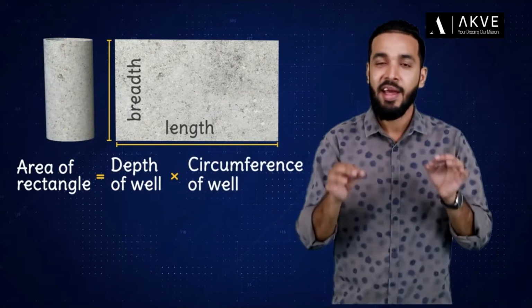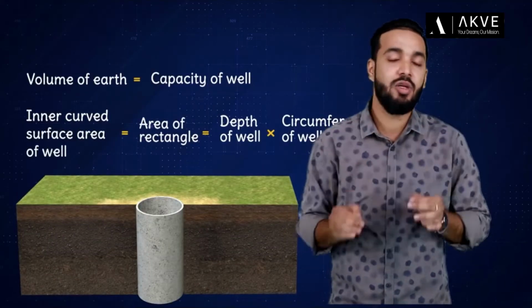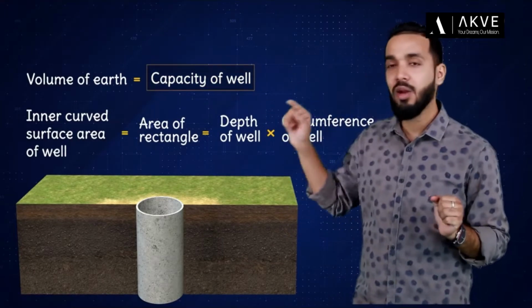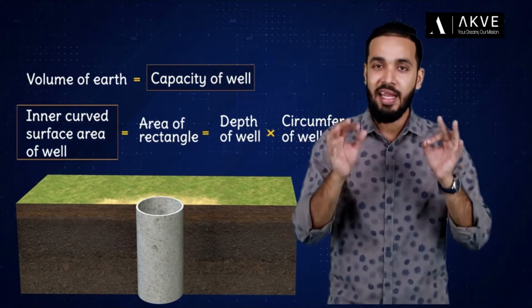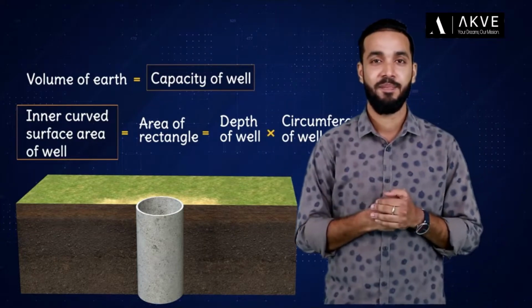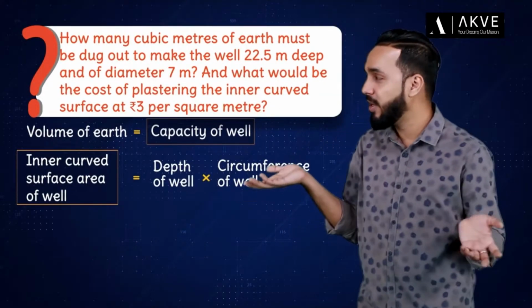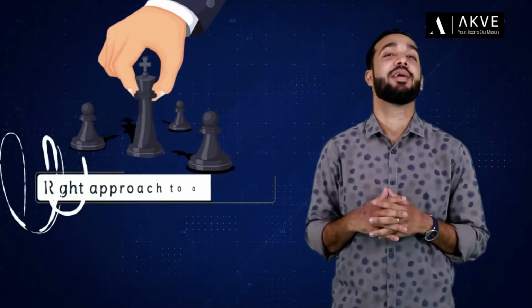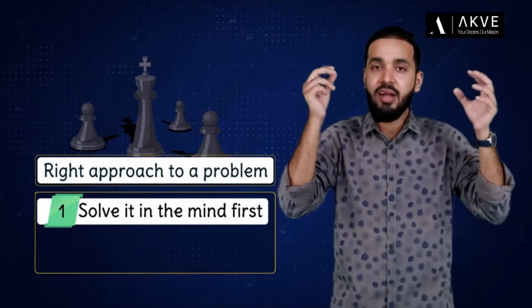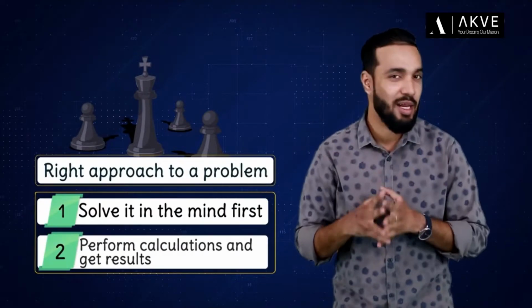So basically, in this question, we just need to find the capacity of the cylindrical well and also its inner curved surface area. The problem is practically solved, right? All we need to do now is just the calculations. This is what your approach to a problem should be: to solve the problem in the mind first and then just do the calculations.